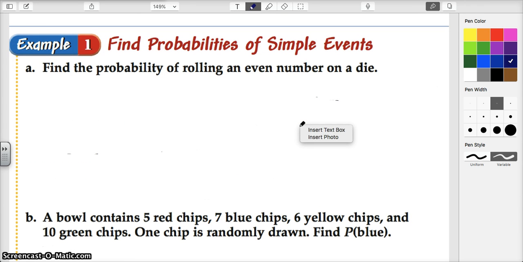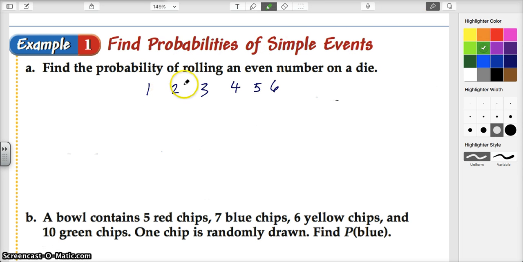So let's look at example 1. Find probabilities of simple events. Find the probability of rolling an even number on a die. So let's think about what that looks like. We know that a die is a 6-sided cube that when you roll it, it's got a choice of 1, 2, 3, 4, 5, or 6. And when we talk about an even number, we are referring to either 2, 4, or 6. So what is the probability of that happening?